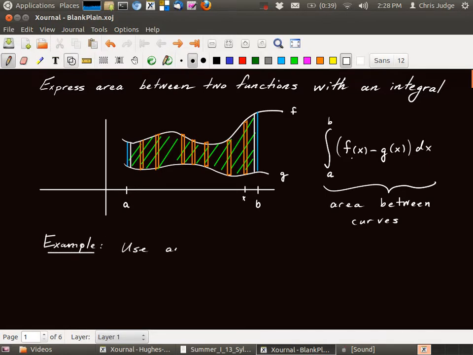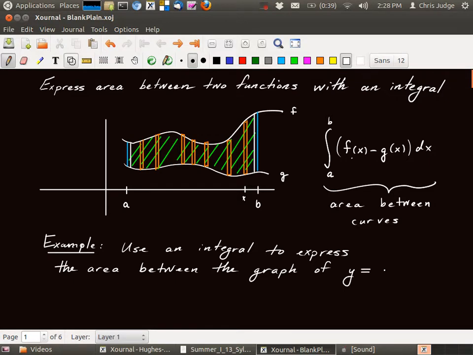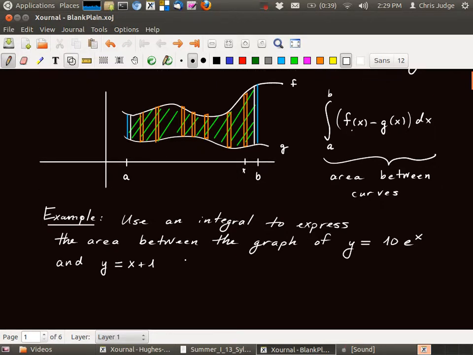Use an integral to express the area between the graphs y equals 10 times e to the x, and y equals x plus 1, for x between, say, 0 and 5. For x, we have to know where we're going to start.